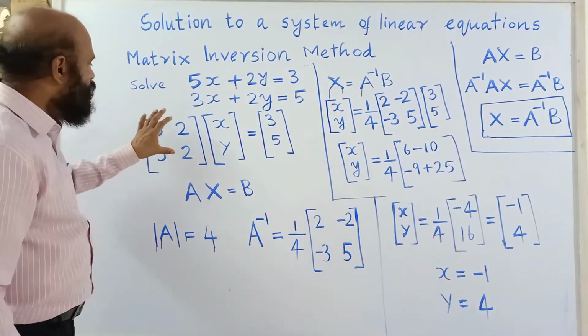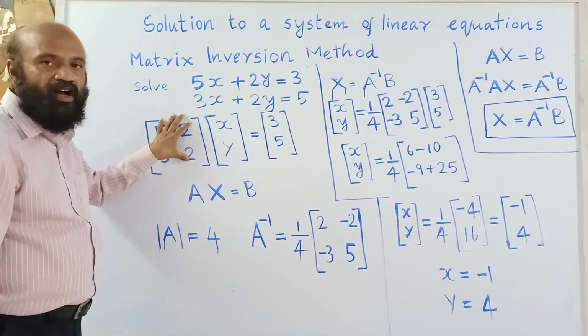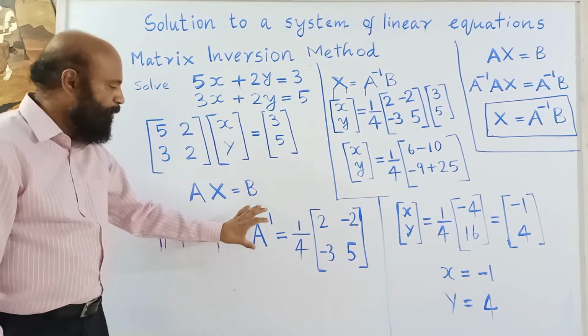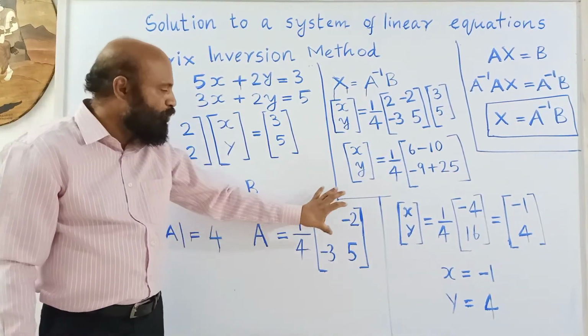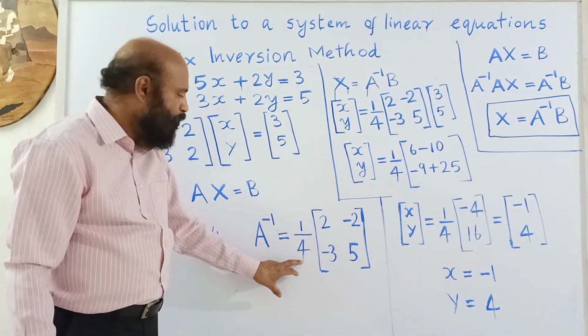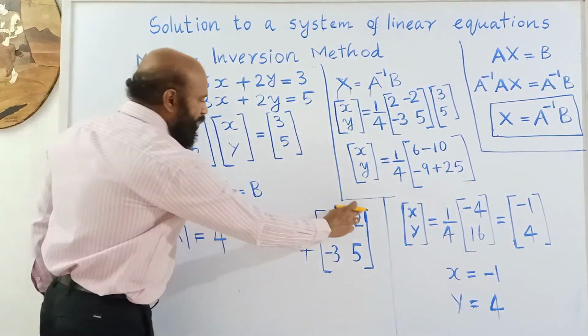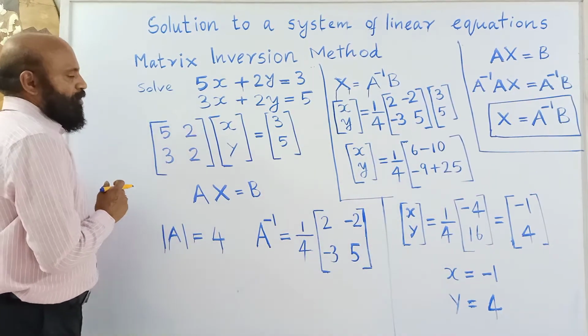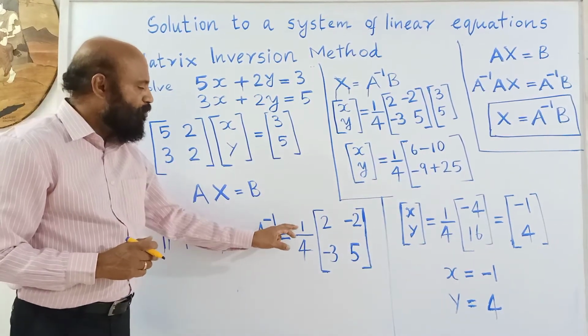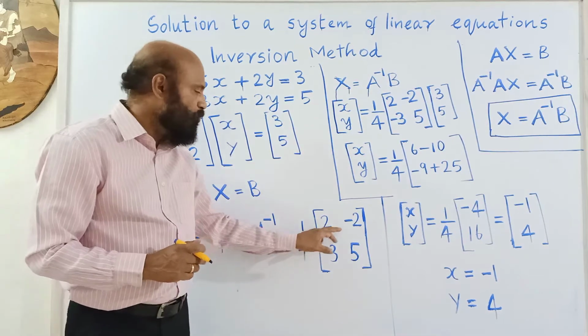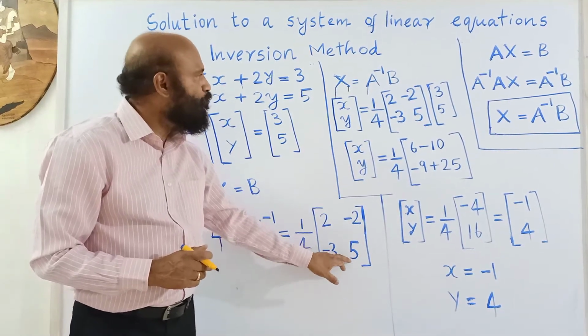Now we have to get the inverse of this matrix. Already you know how to get the inverse of a matrix. Inverse of a matrix is adjoint A divided by determinant of A. Determinant of A is 4. Then this is the adjoint of A. So A inverse is 1 by 4, then this 2, minus 3, 5.